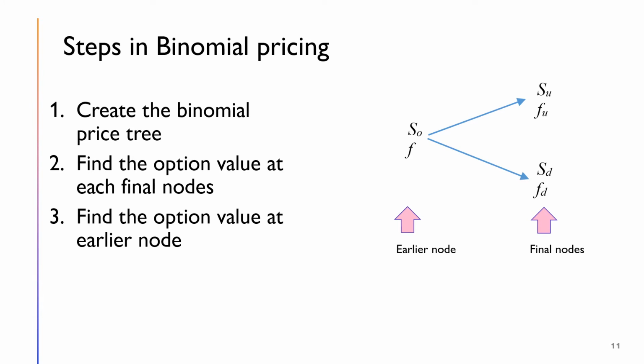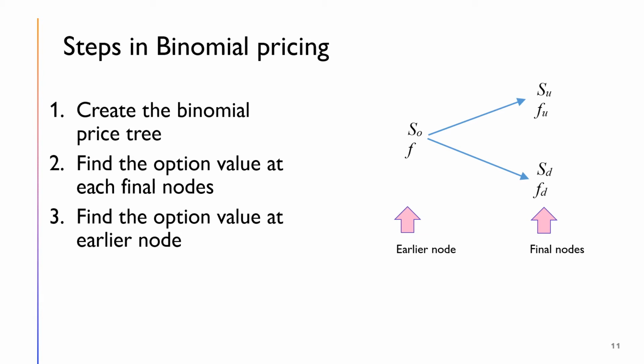The steps for option valuation using a binomial tree can be summarized as follows. First, create the binomial price tree. From share price at time 0, S0, forecast the SU and SD based on upside and downside change.